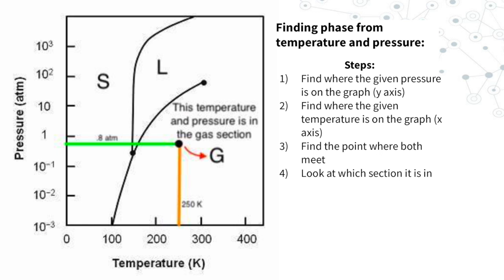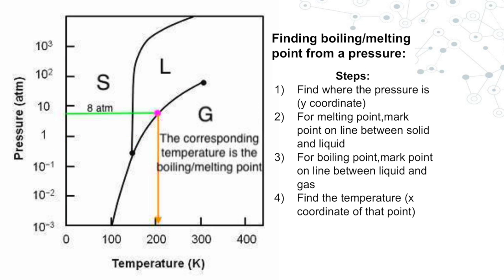Phase diagrams are used to find the phase of a substance at a given temperature and pressure by finding the pressure on the y-axis and the temperature on the x-axis, and then looking to see which region on the graph it is in. Phase diagrams can also be used to find the boiling or melting point at a given pressure by finding where pressure is on the y-axis and marking the point. If you're looking for the boiling point, mark the point on the line between liquid and gas, and if you're looking for the melting point, mark the point on the line between solid and liquid. After that, look at the x value to find the temperature for that pressure.